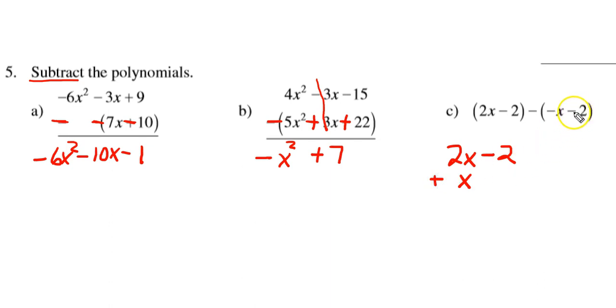This was a negative 2. It now becomes a positive 2. And we put our line. And keep in mind there is a 1 there that we don't usually write, but you can. And now this will become 3x. And these cancel out, and that's our answer.